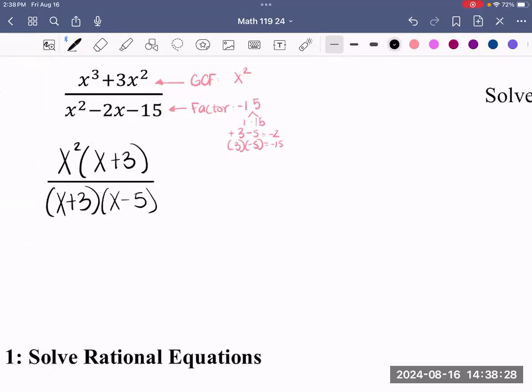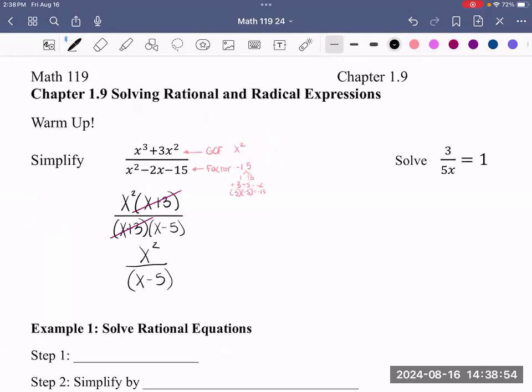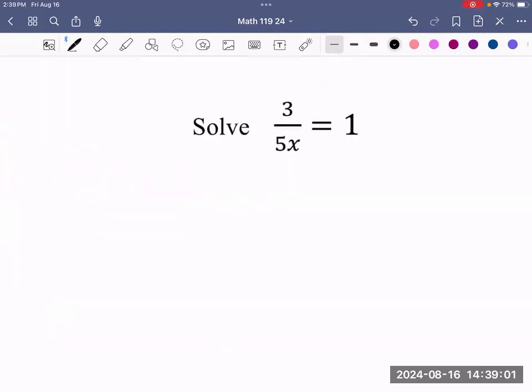So here, when we go to simplify, simplifying means that we can cancel out factors. And typically when you go to cancel out one of your factors, you do one for one: you have the same thing above as you do below. You typically make a whole. So then we get x squared over x minus 5. Now this is going to come in handy when we talk about solving rational equations. So just think about what these warm-ups are going to give you in terms of a sneak peek for this section to come.